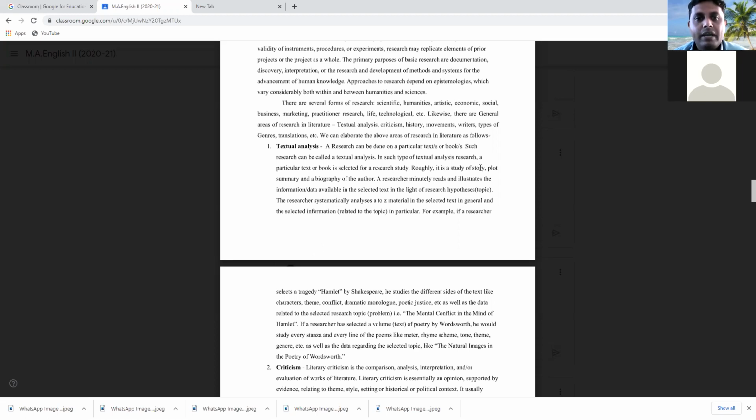So as the title indicates, textual analysis moves around a particular text. Out of the text, nothing is studied. So a researcher minutely reads and illustrates the information or data available in the selected text in the light of the research hypothesis or topic. For example, soliloquies in Hamlet. This is a hypothesis or, let's say, the point. So I have to study Hamlet regarding soliloquies only.